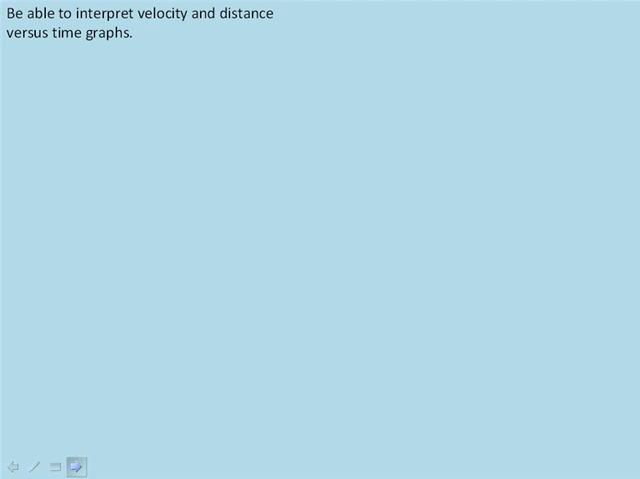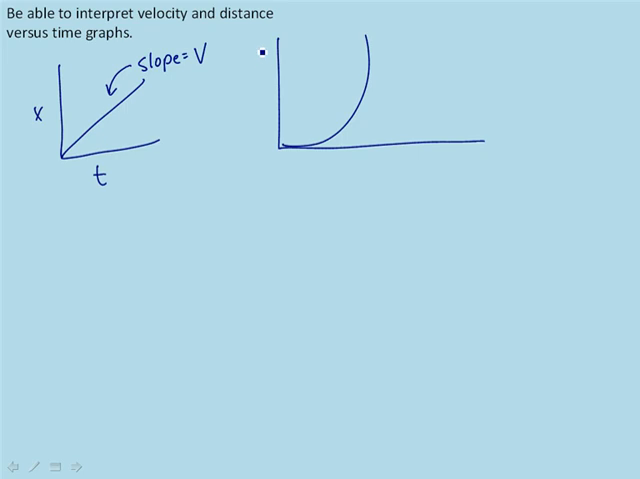Be able to interpret velocity and distance versus time graphs. We've done this quite a bit in the class. On a position versus time graph, x versus t, the slope gives the velocity. This graph has a positive slope that is constant, so that means it has a positive velocity, and it's increasing. That means it has a positive acceleration, since if it's increasing, the velocity and the acceleration are in the same direction.